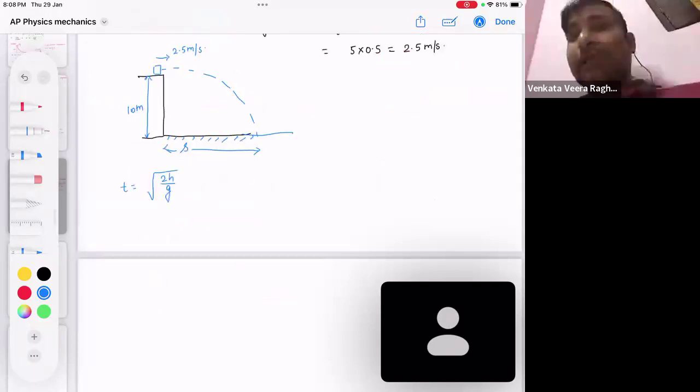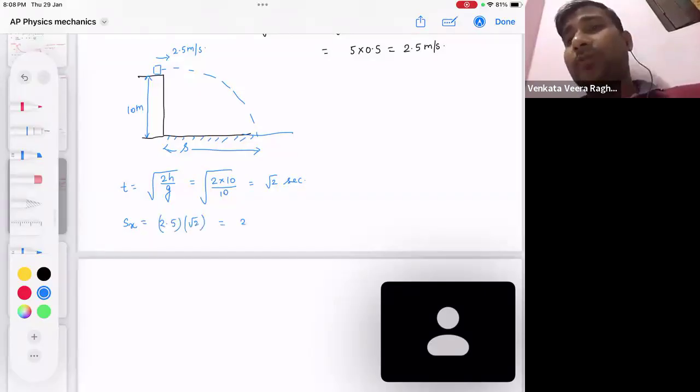So first of all, we will calculate how much is the time taken to reach the ground. Time will come under root of 2h by g. So 2 into h by g. So root 2 seconds it will take to reach the ground. So in that process, what will be the horizontal displacement? Horizontal displacement will be horizontal velocity into the time taken, right? So 2.5 and root 2 is what? 1.414. Right? We can simplify it. That much meter will be our answer.